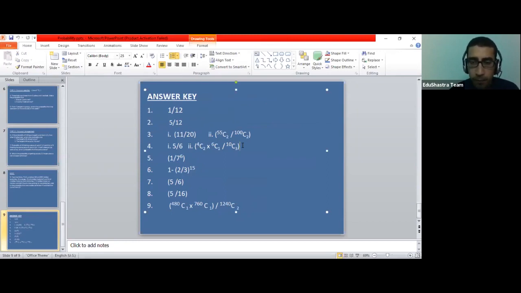I wonder if 4C2 into 6C1 is 1 by 10. Is it? Is this your answer up here? 4C2 into 6C1, does this turn out to be 1 by 10? 4C2 is 6. 6 into 6 is 36. This is 36 upon 9C2. No, it's not. It's not 1 by 10. Probably it is 1 by 20.